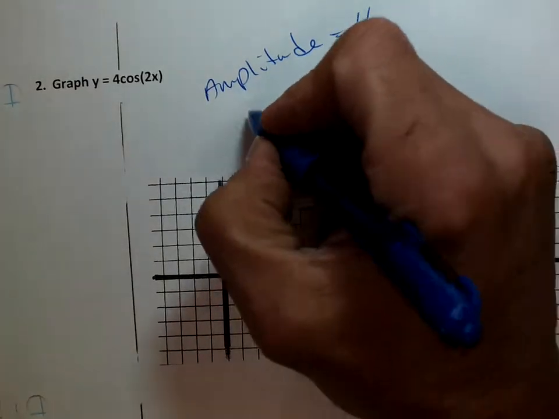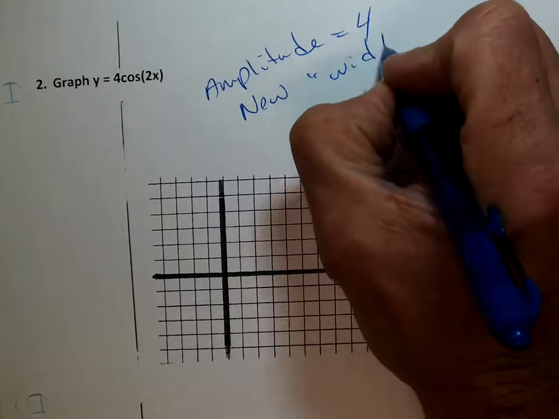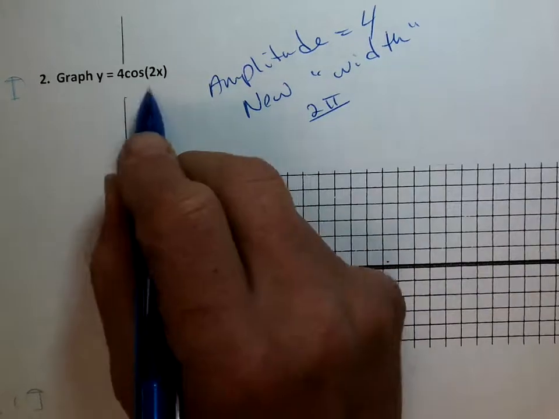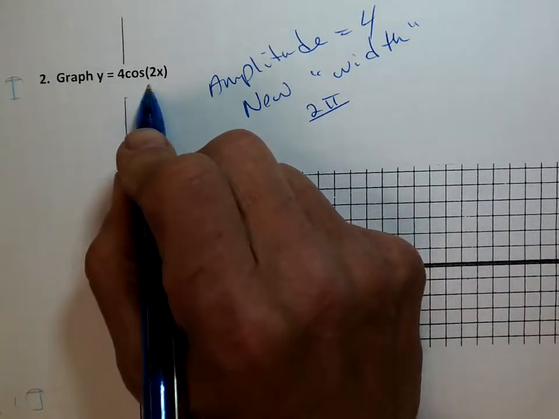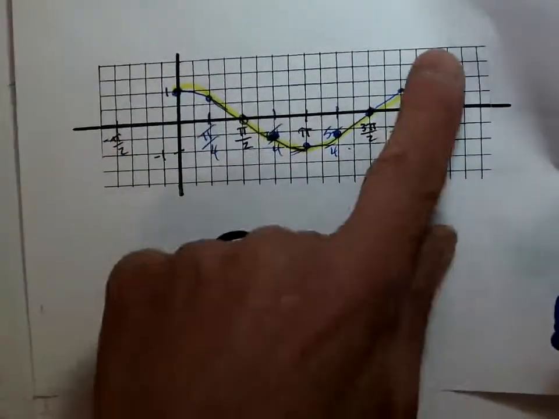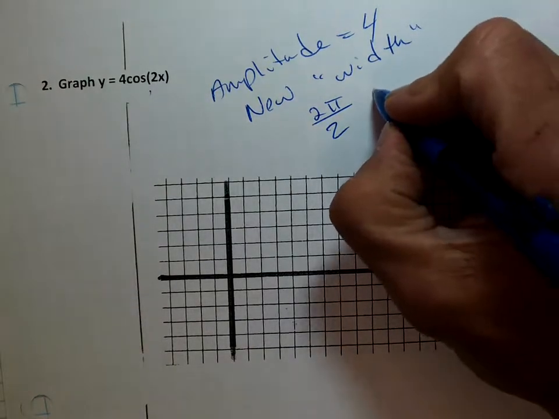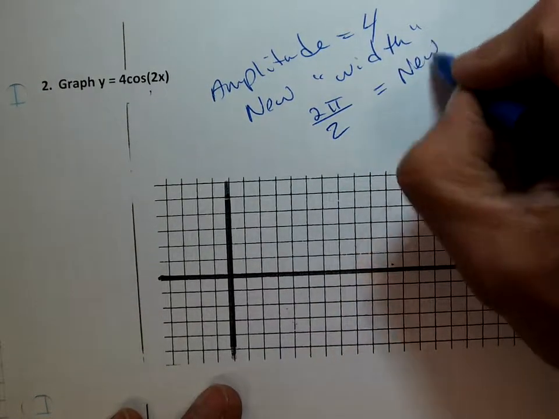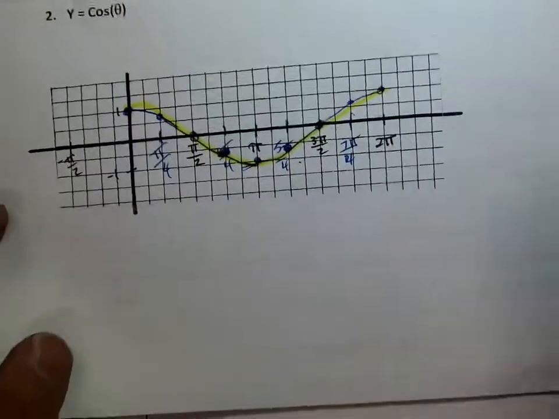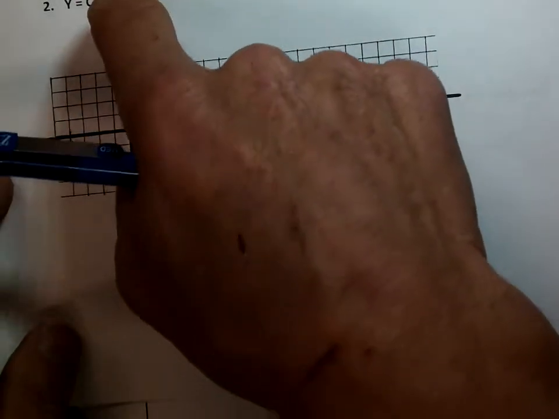The new period, its new width, is going to be 2 pi divided by 2, so I can get 2 of them in there, okay? It's always going to be 2 pi because that's the standard period. So I take my 2 pi, which is the normal width, and I divide it up into 2 parts, right? So the new period is pi. So I'll have 1, 2 of these. It's going to go from 4 down to -4, okay?